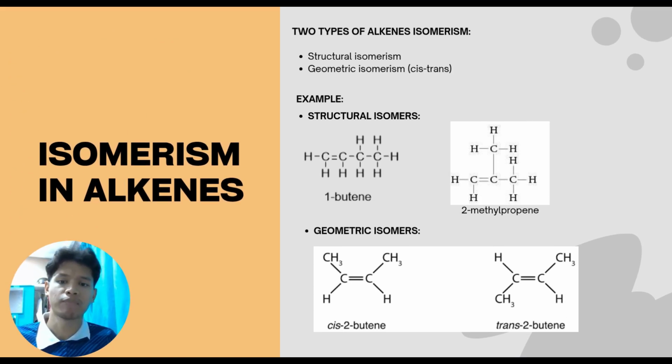And we move to the last part, which is isomerism in alkenes. There are two types of alkene isomerism: the first is structural isomerism and the second is geometric isomerism, or cis-trans. As examples, 1-butene and 2-methylpropene fall under the structural isomer category, while cis-2-butene and trans-2-butene are geometric isomers.